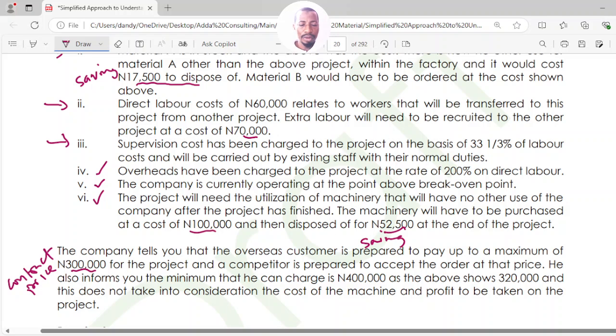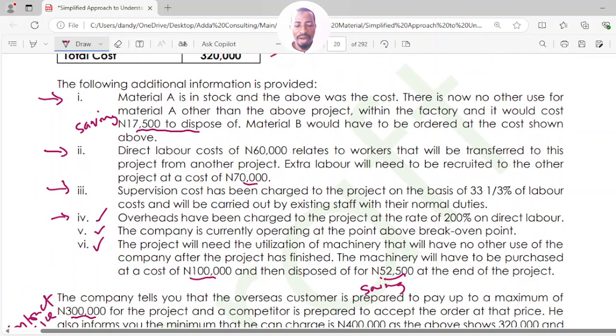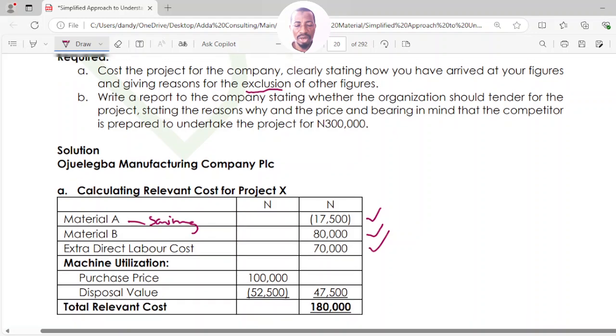So, number 4, overheads. We are told that overheads have been charged to the project at the rate of 200% on direct labor. There are two types of overheads: variable overhead and fixed overhead. Only the variable overhead is relevant, the fixed overhead is irrelevant. Since the examiner did not tell us the kind of overhead this one is, whether it is variable or fixed, it is assumed to be general overhead. So the amount of overhead of 120,000 naira you have in the table is irrelevant, you ignore it.